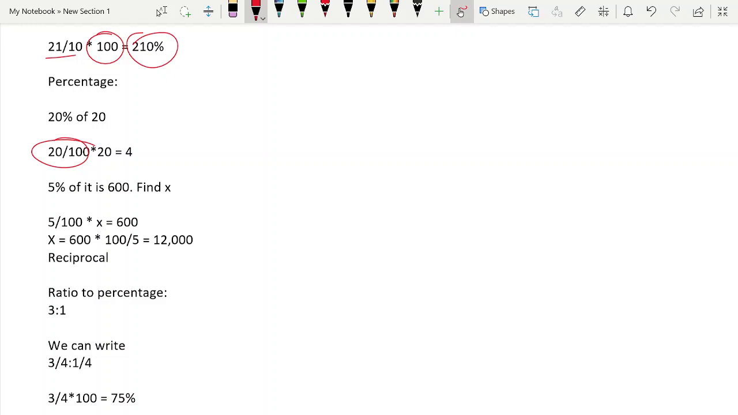Then you have got 5% of it is 600. So you need to find the it, which is x. So 5 by 100 times x is equal to 600. That's what it means, okay? Don't get confused. It's very easy. Then let's say x is equal to 600 times the 5 by 100 went over there, so it's going to get a reciprocal up. So it's going to be times 100 by 5, which is equal to 12,000. So x is equal to 12,000.